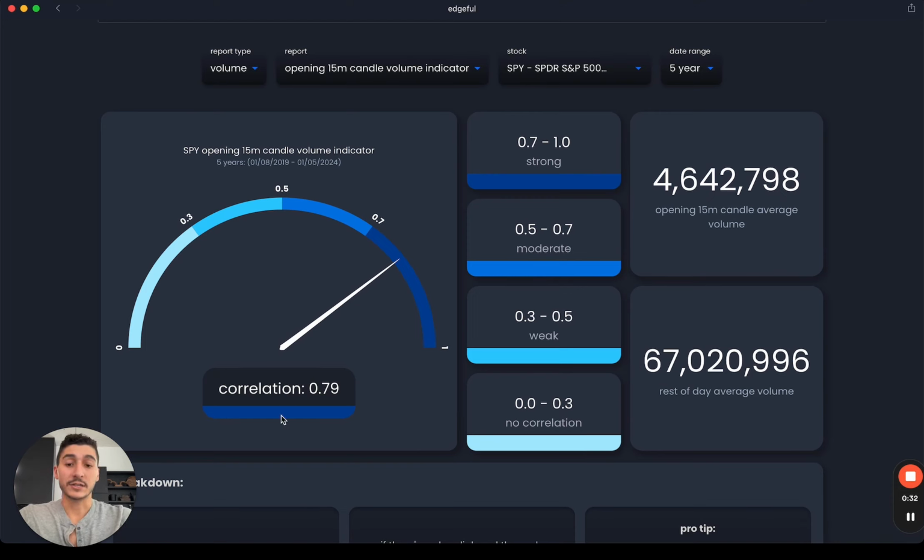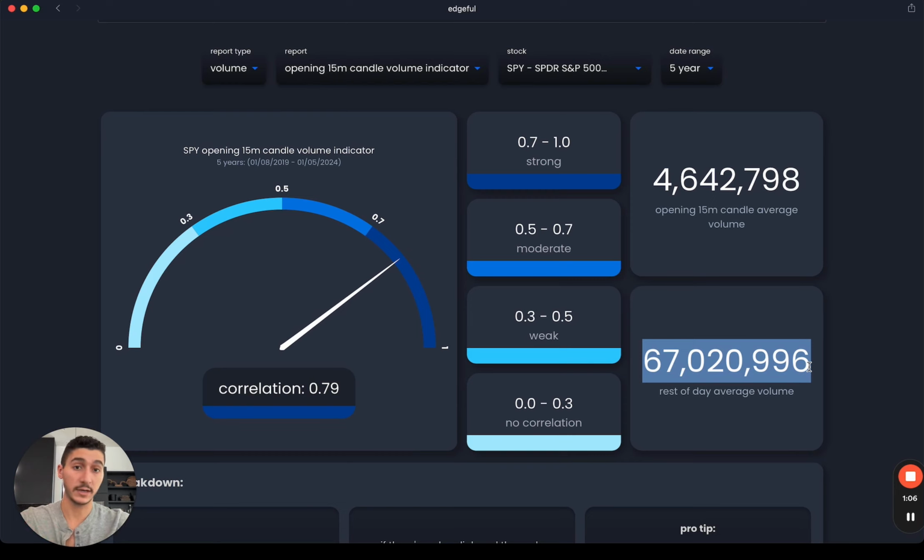So there's clearly a very high correlation of 0.79, which means that if the first 15 minutes has higher than average volume, you have a very strong expectation that the rest of the day will have higher than average volume. So I'll go into more detail here. This is the average. The first 15 minutes has an average of 4.6 million in volume. Let's say today has 6 million in volume, which is way more. Then you can expect the rest of the day to also have way more volume.